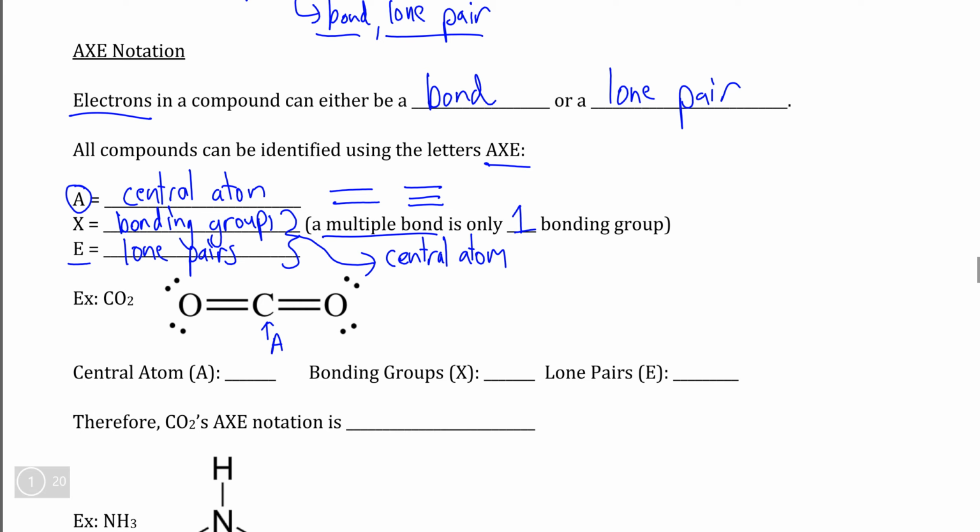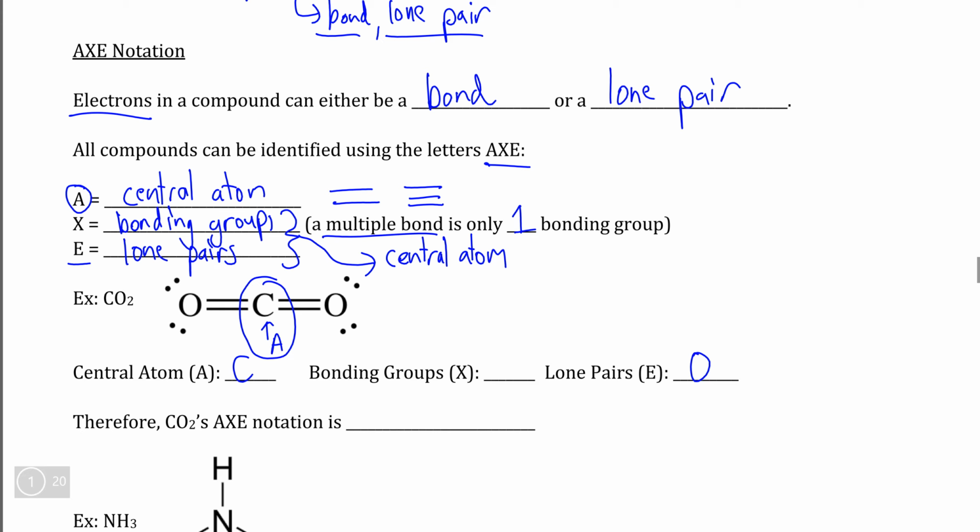So when we count the number of bonding groups within CO2 and the number of lone pairs for AXE notation, we are referring specifically to anything that is attached to the central atom, carbon. In the case of carbon in CO2, it has 0 lone pairs. We don't count the lone pairs around oxygen because the oxygens are peripheral atoms and not the central atom.